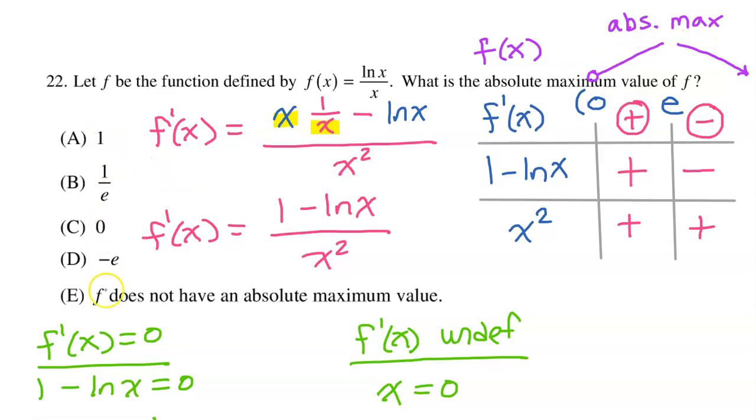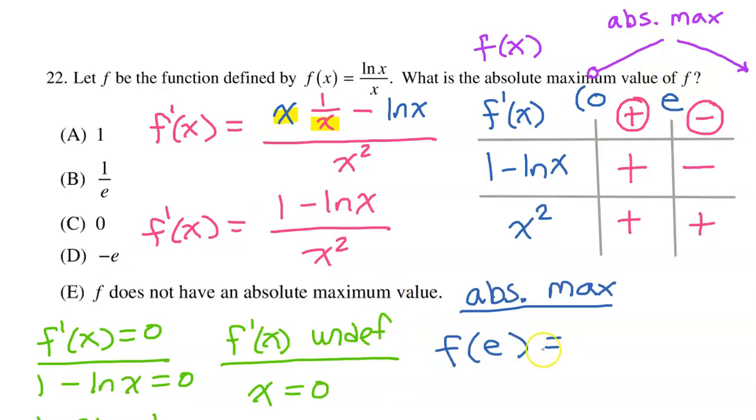Notice that e is not the answer. That's because e is not the absolute max, it is the location of the absolute max. The absolute max will be the value of f at e. In other words, natural log e divided by e. But natural log of e is 1, so we have 1 over e. So the answer is B.